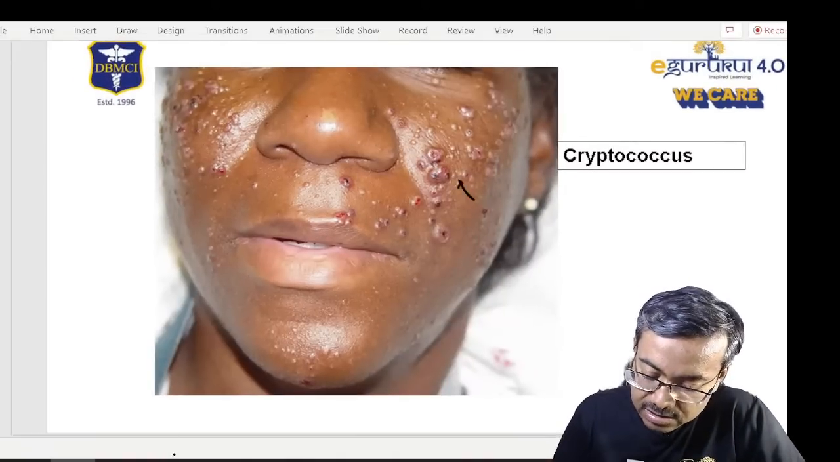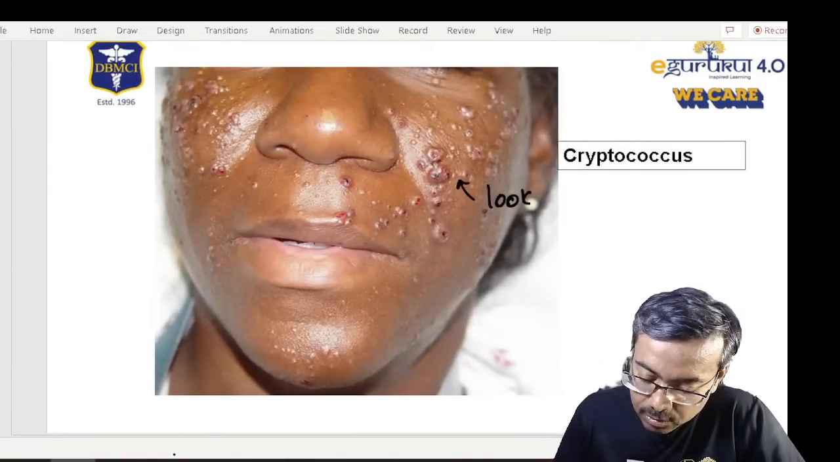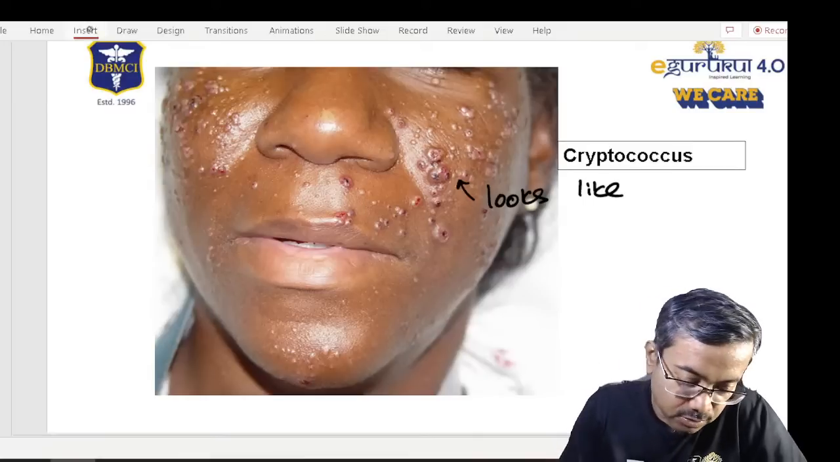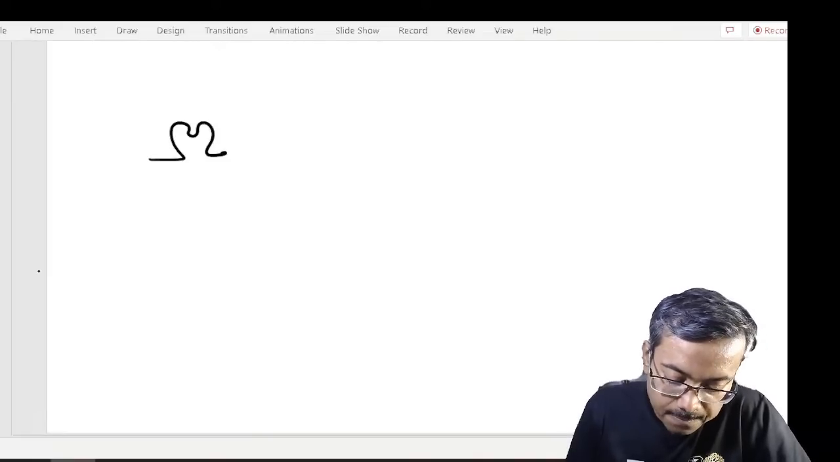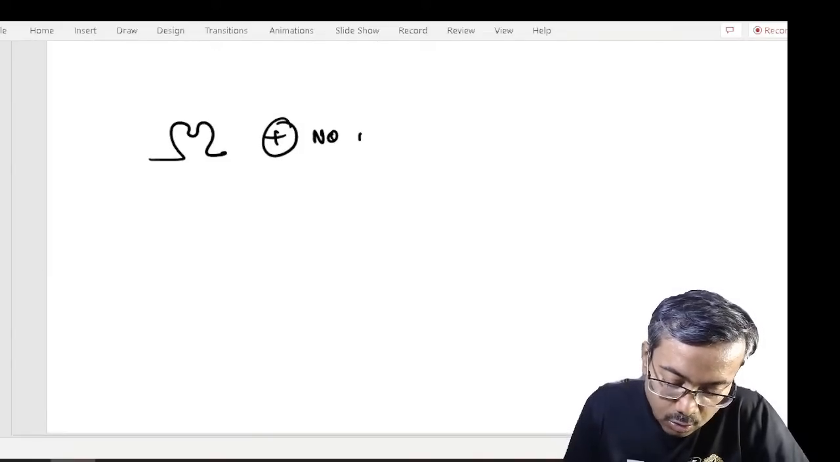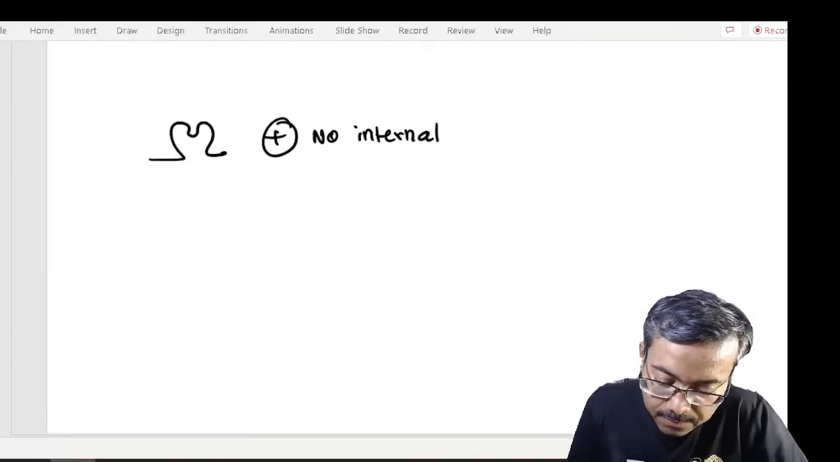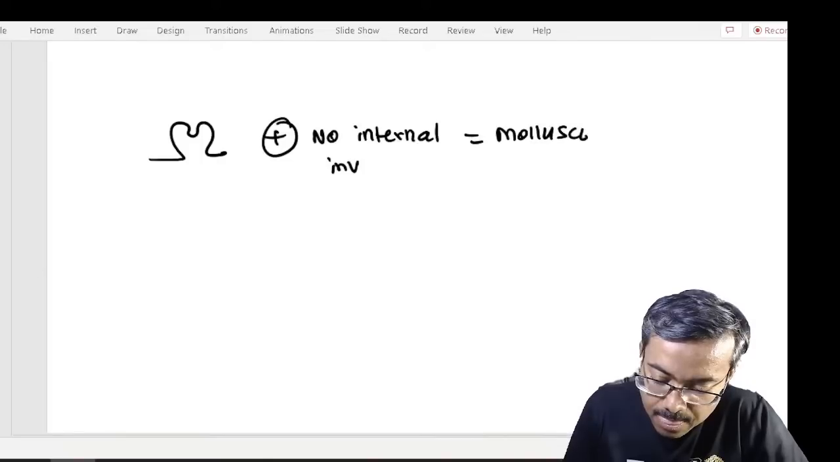Now, this is just to show you cryptococcus. Now, cryptococcus lesion looks like molluscum. I'm going to make a slide for you. I think that'll be better. One second. Now, see, if you have an umbilicated papule plus no internal involvement, okay, then you will answer it as molluscum, which is a virus.